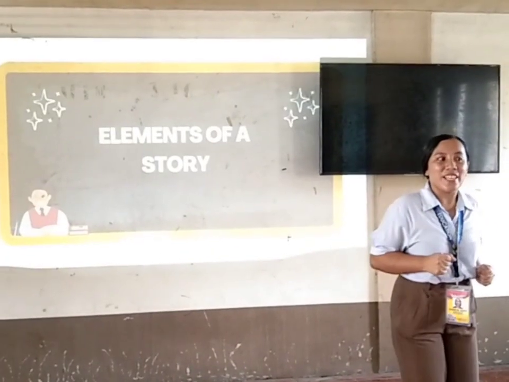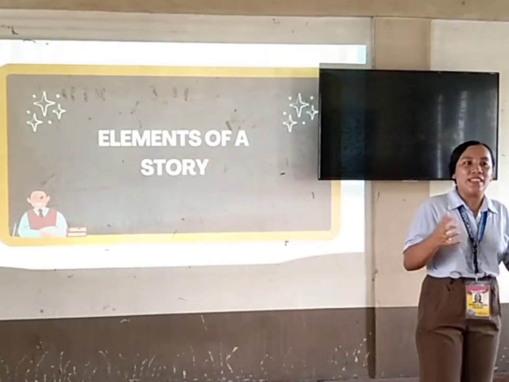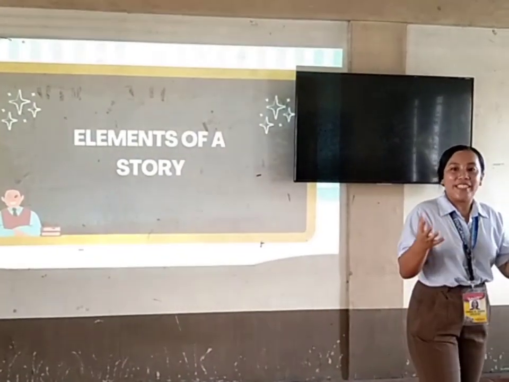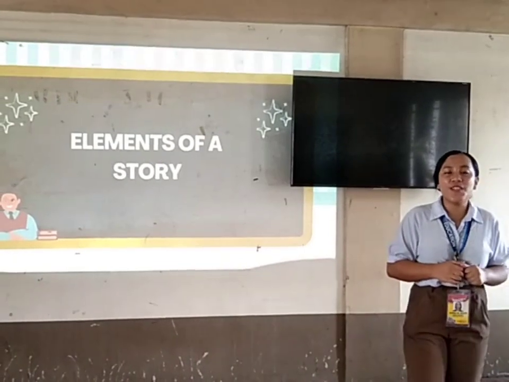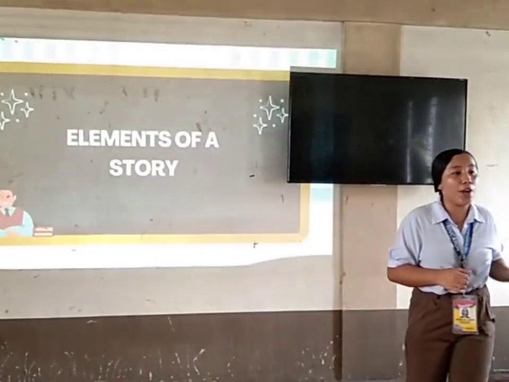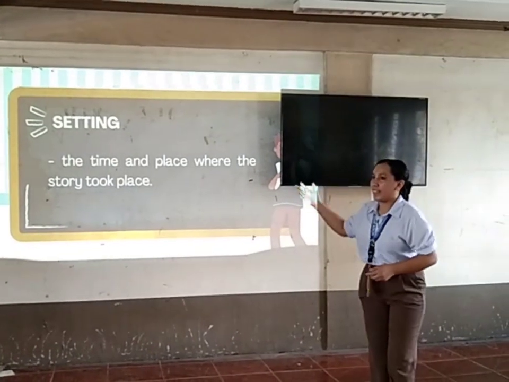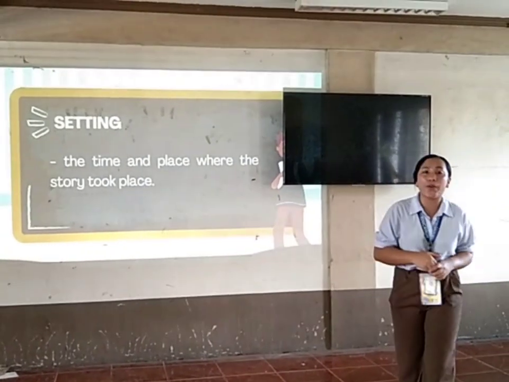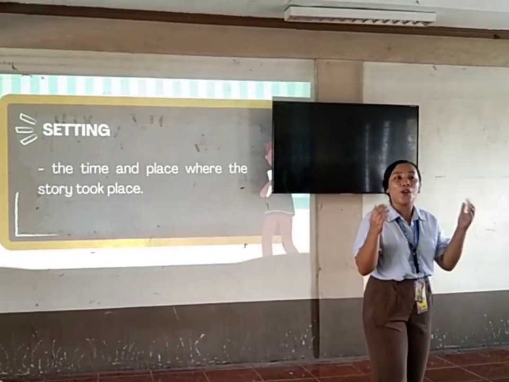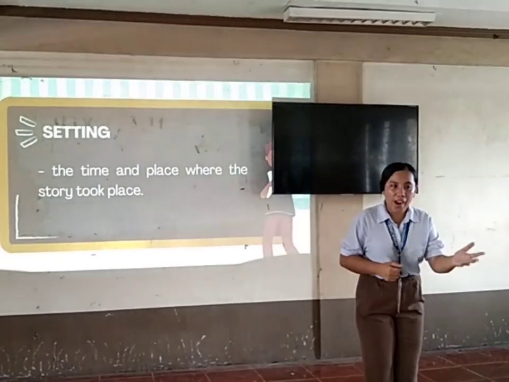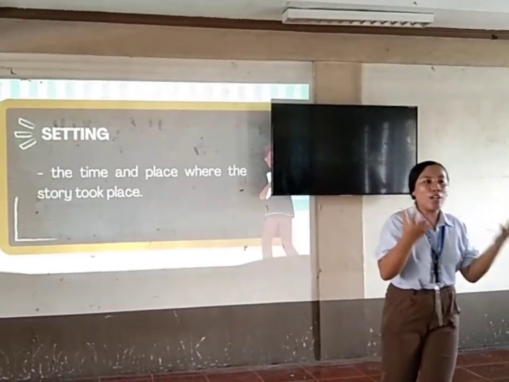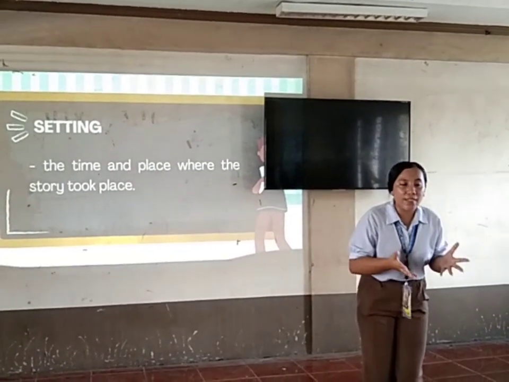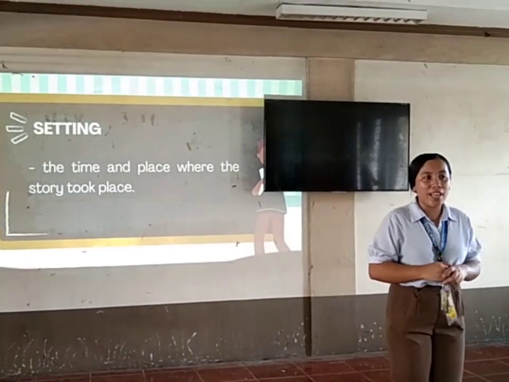So now, class, since we are already done with the story, let's tackle the elements of a story, which is our topic for today. So now, class, the first element of a story is the setting. So everybody, let us read. Setting is the time and place where the story took place. Okay, so it also answers the question where. Take note, class, when the question starts with where, it specifically indicates the place or the setting of the story.